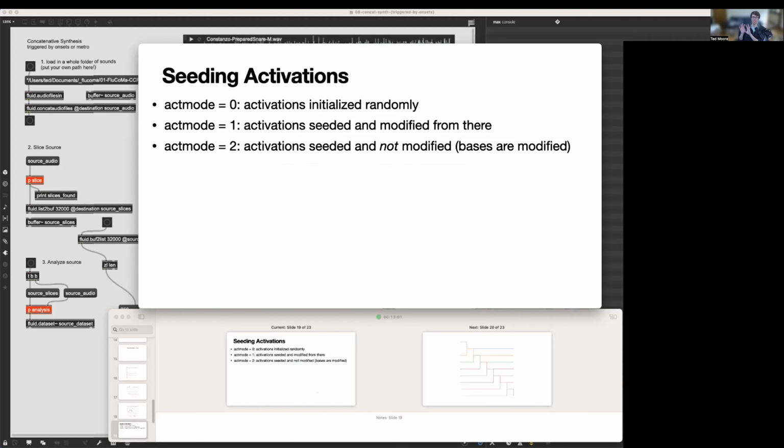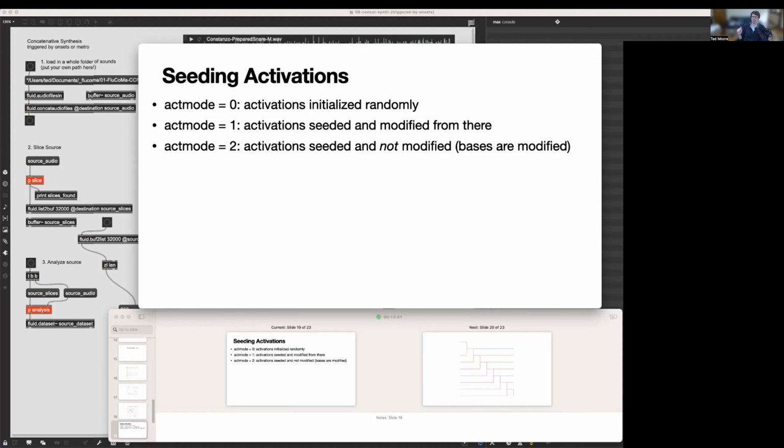So we get to point the algorithm in a particular direction, saying, here's where I think in time, because they're activations, here's where I think in time these different sound objects are that I want you to decompose. And then there's also an act mode 2, which would say, here are some activations that I am seeding, but do not modify them. Now, the bases in this case would be updated. So we would learn the spectral templates based on our seeded but not changed activations.